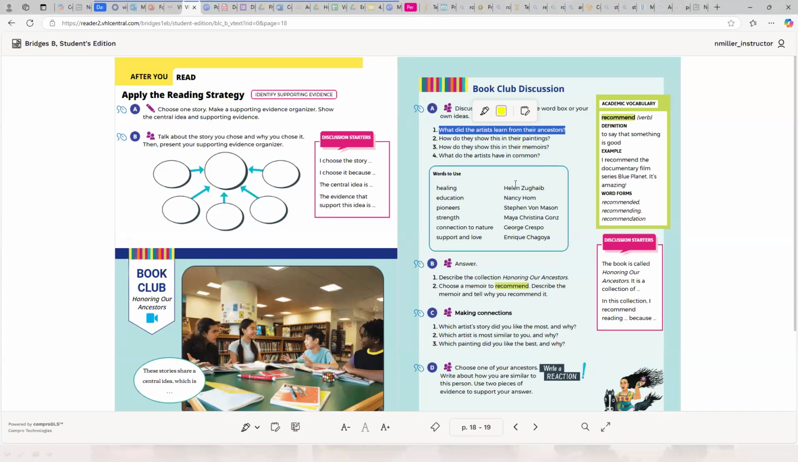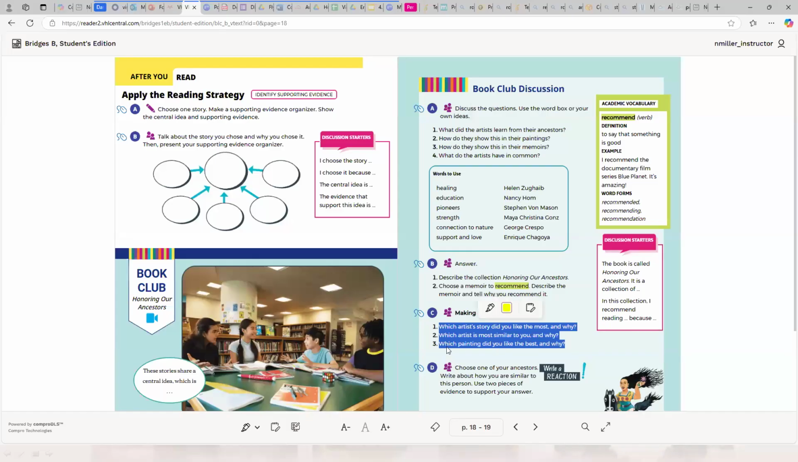So here were the authors of those memoirs and some words that you can see that they used in those memoirs. So here's one. Describe the collection of memoirs and choose a memoir to recommend. Of course, we have to discuss the academic vocabulary of what recommend means and making connections. Which artist's story did you like most and why? Which artist is most similar to you and why? In which painting did you like the best? I love this idea of making connections because this is how you learn about your kids. Which artist? Choose one of your ancestors. Write about how you are similar to this person.